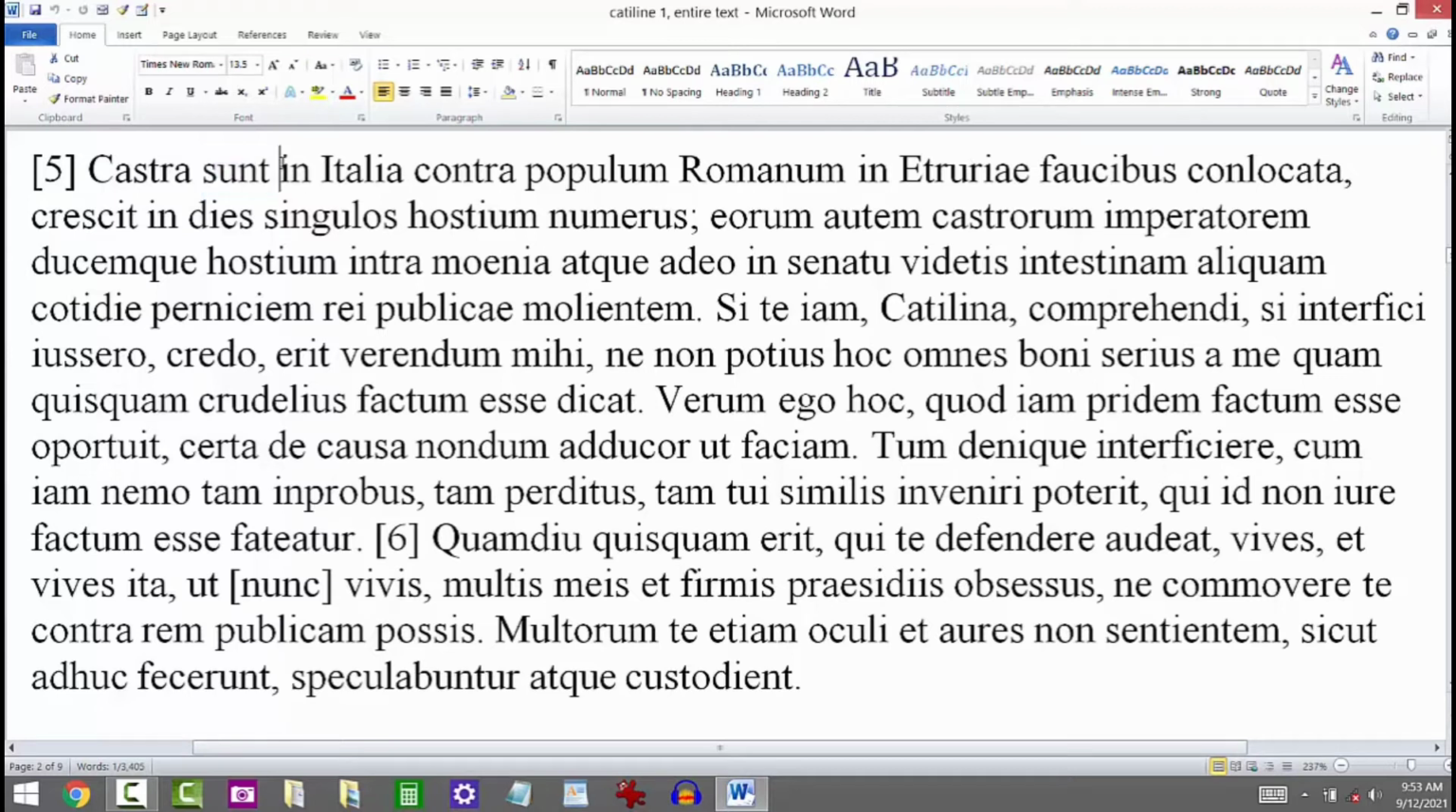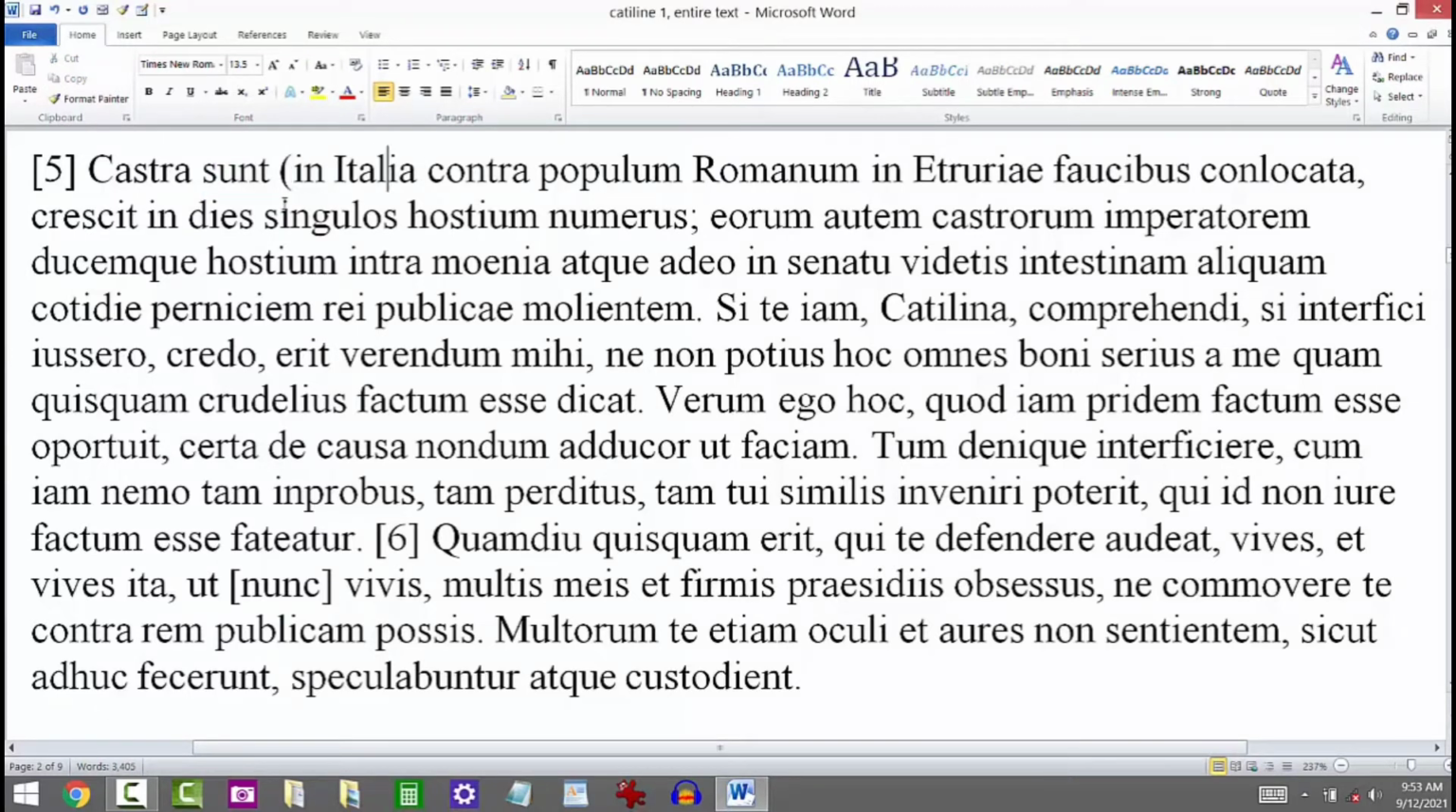Now, believe it or not, we're going to make this sentence extremely easy by doing this. All of this stuff is adverbial. You're starting to get the hang of this, parenthesizing adverbial material. So now what would it say? Castra sunt conlocata. This just means situated or established. We'll call it established. There is a camp established.